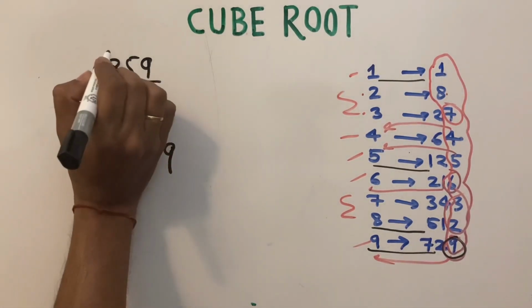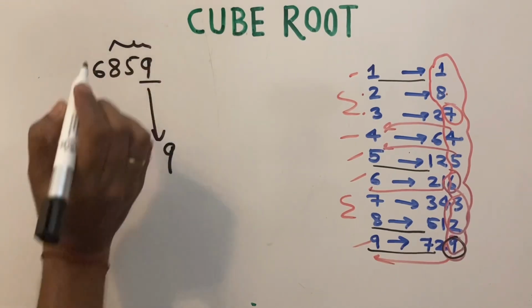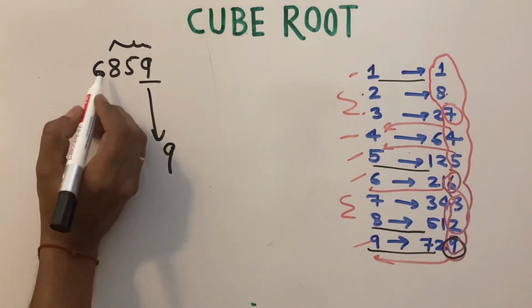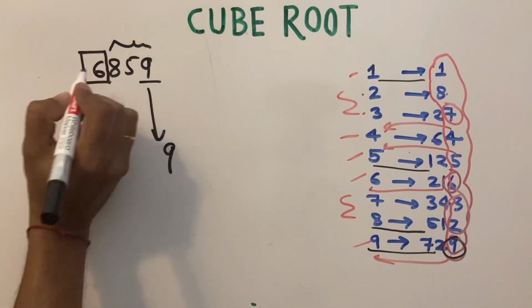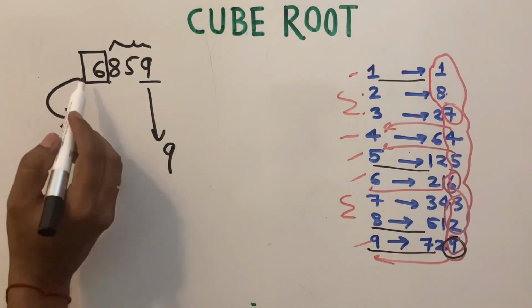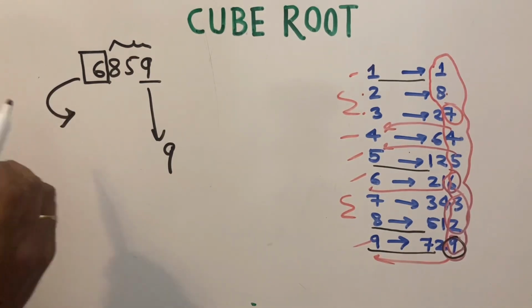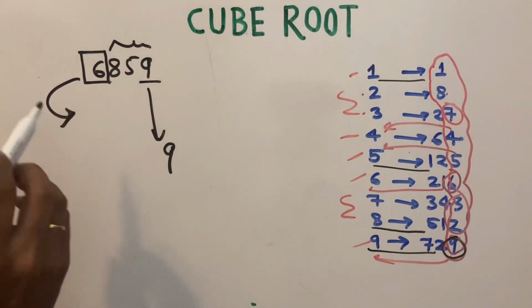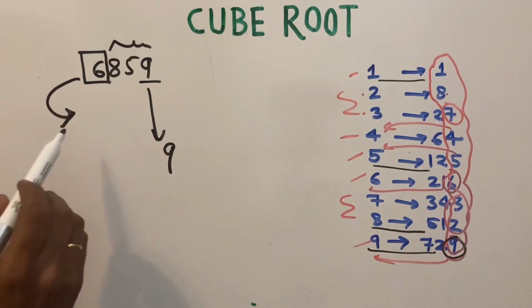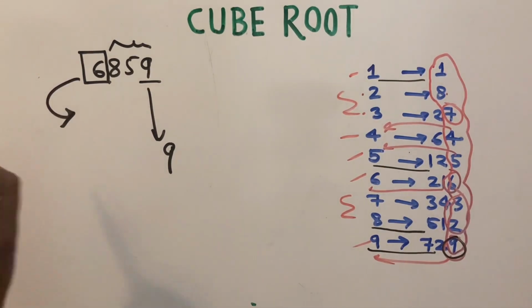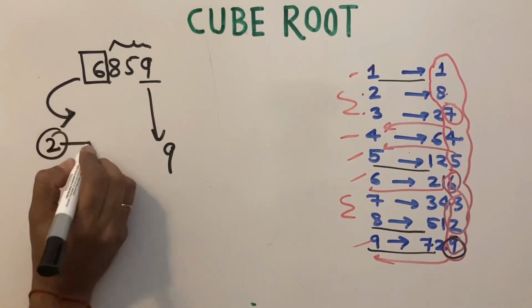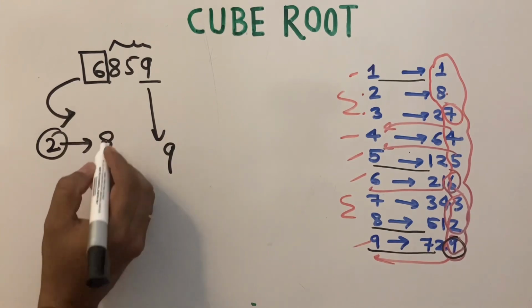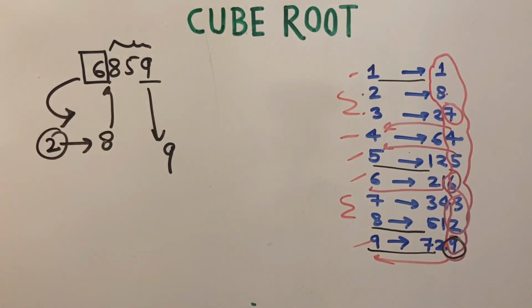After this, ignore the last 3 digits of the number. Now focus on the remaining number. So here the remaining number is 6. For the remaining number 6, find a number whose cube is closest to 6, but it must also be smaller than 6. Let's try number 2. 2 has a cube of 8, which is larger than 6. So this cannot be an option.